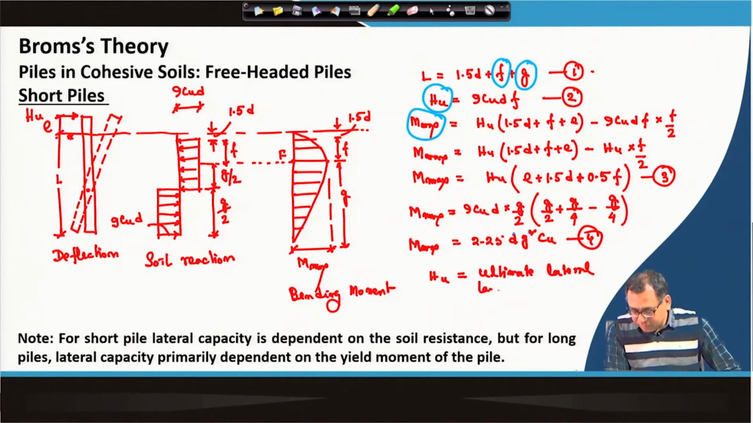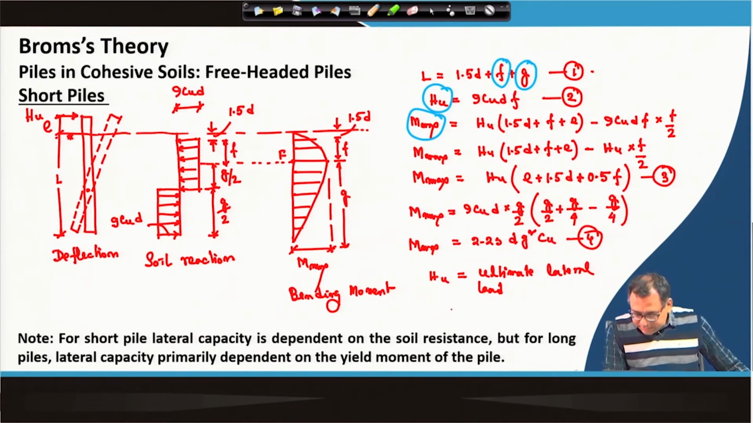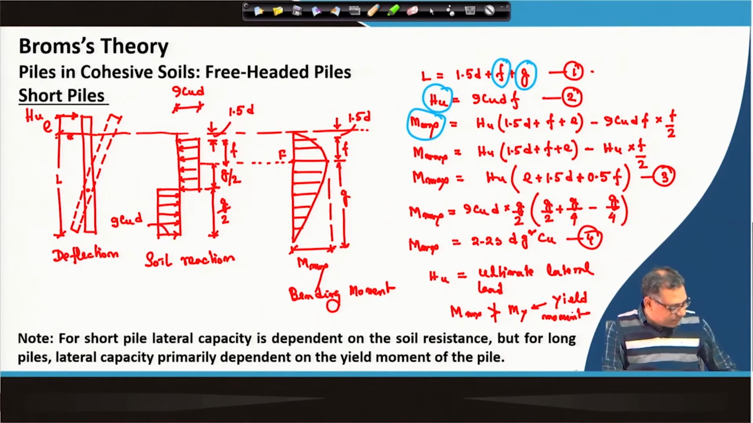Lateral load. Okay. So, next one I will discuss. This is for the short pile, but for the short pile remember that m max cannot be greater than m y. That means, m y is the yield moment of the pile, yield moment of the pile.